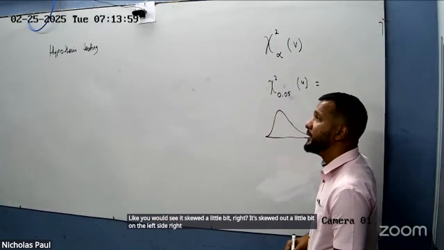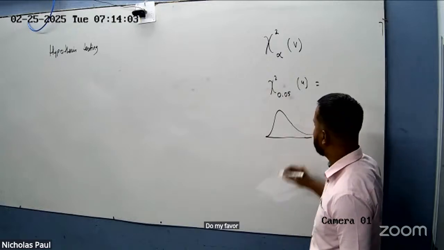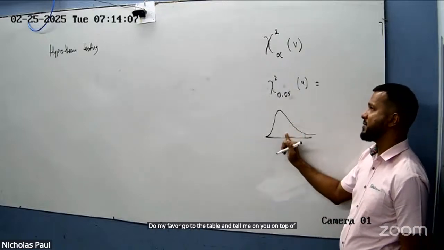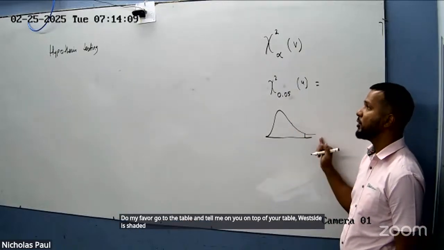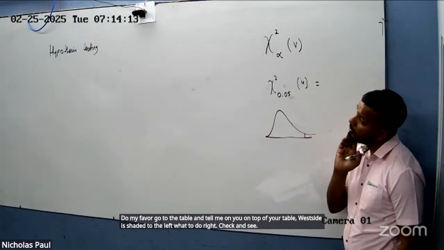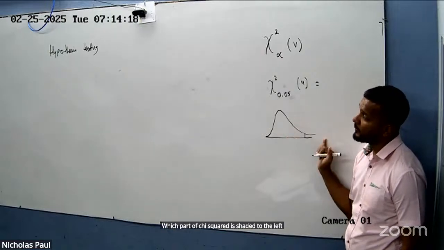So we need to be able to read it. Do me a favor, go to the table and tell me, on top of your table, which side of your chi-squared is shaded, to the left or to the right? Check and see. Which part of your chi-squared is shaded, to the left or to the right? Left.